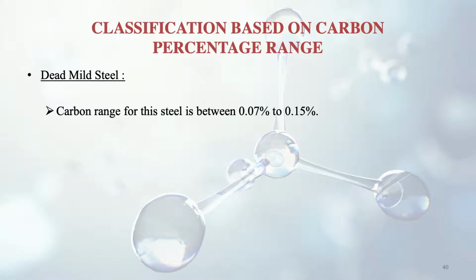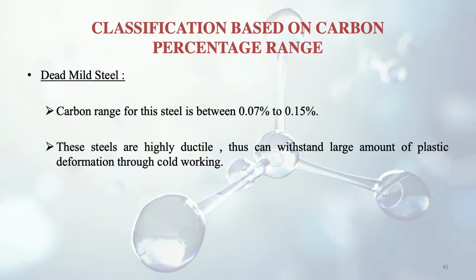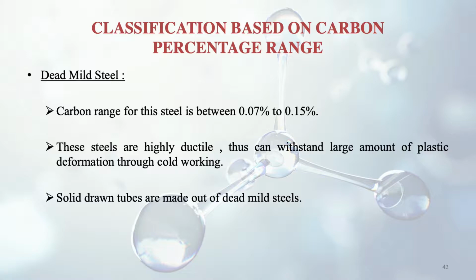So after the classification based on microstructure, we can see the classification based on carbon percentage range. There are different kinds, like dead mild steel. In dead mild steel, the carbon range is between 0.07 to 0.15%, meaning a very low amount of carbon. These steels are highly ductile, thus can withstand a large amount of plastic deformation through cold working. Since they are highly ductile, they have high plasticity also. So for what purpose are they used? They are used for solid drawn tubes.